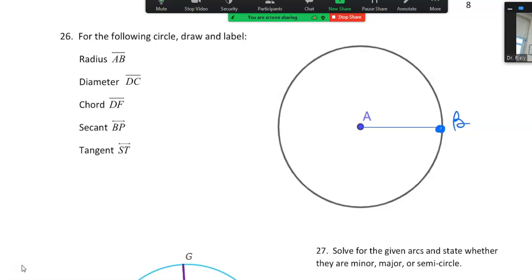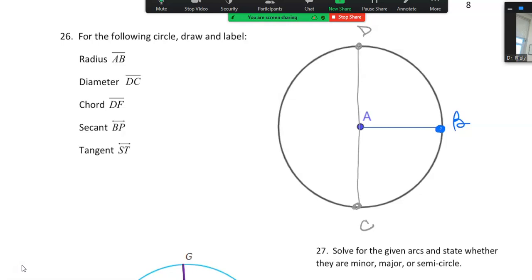Radius is done. Diameter, I'm going to change my color. Diameter, they want it to be DC. That means I can't use A and B. So let's use D here, and then it has to go through the center. Let's put C here, and now let's connect those dots.